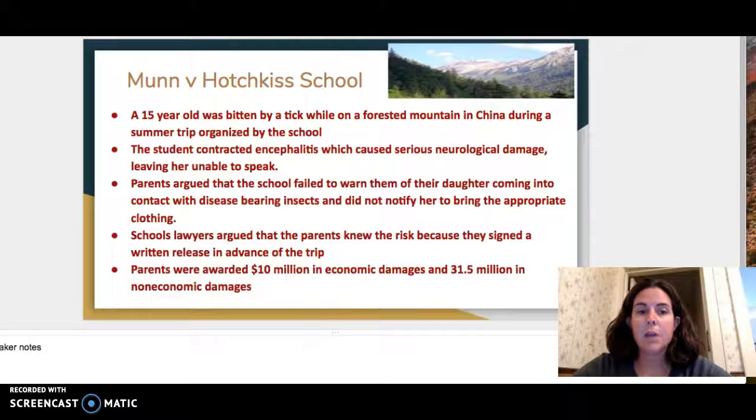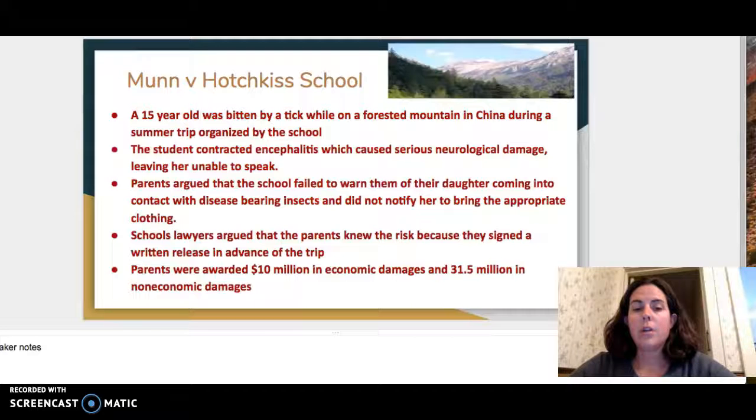My first case is Munn versus Hotchkiss School. The school went on a trip to China, and while on that trip, a 15-year-old girl was bitten by a tick in a forest, and she ended up coming down with encephalitis, which caused serious neurological damage, leaving her unable to speak. Parents argued that the school failed to warn them of their daughter coming into contact with disease-bearing insects and did not notify them and her to bring the appropriate clothing.